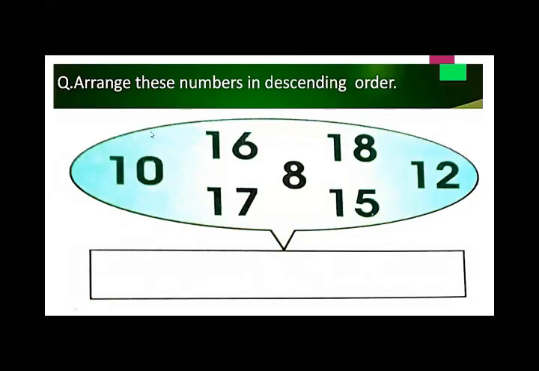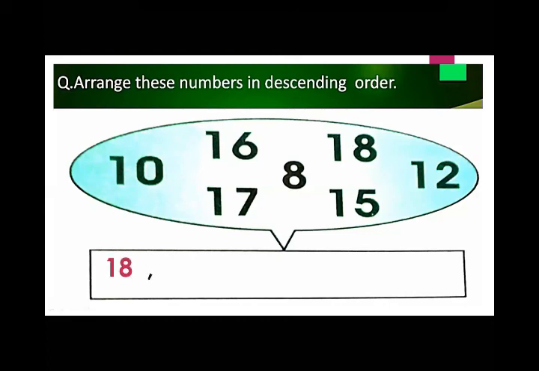Now here we arrange these numbers in descending order. Descending means write the numbers from biggest to smaller. So first we identify which number is biggest here. The numbers are 10, 16, 17, 8, 18, 15, 12. So which number is biggest?